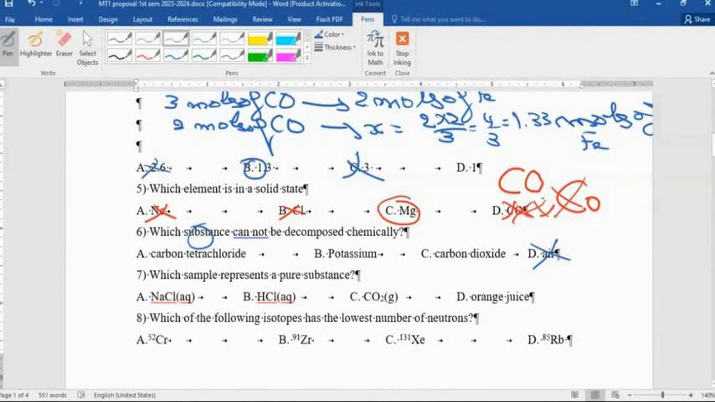Out of the game. Now I have 2 compounds, carbon tetrachloride and carbon dioxide. By definition, I can decompose them chemically, so this one will be wrong and this one will be wrong. The remaining is potassium. Potassium is an element, and by definition, an element I cannot decompose chemically, neither physically. So my choice will automatically be B.